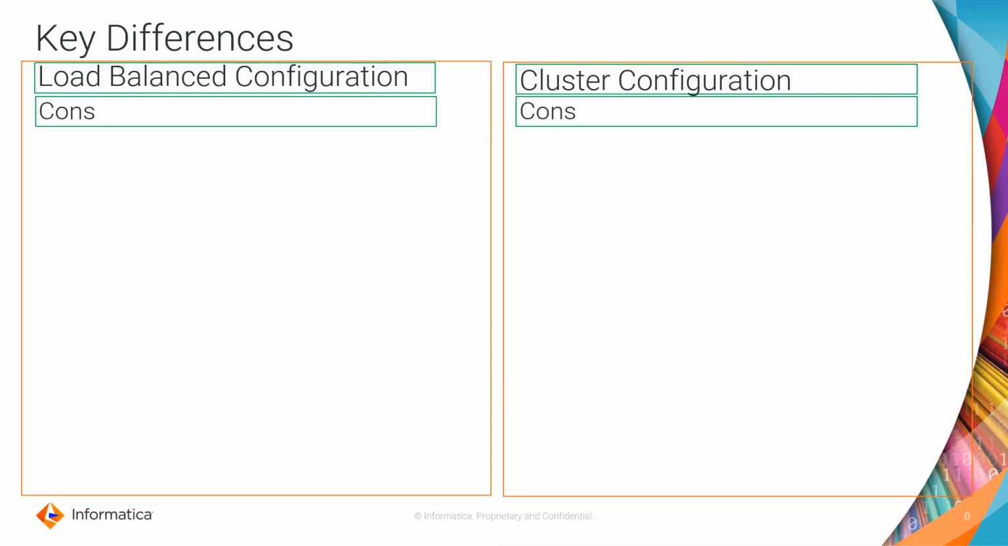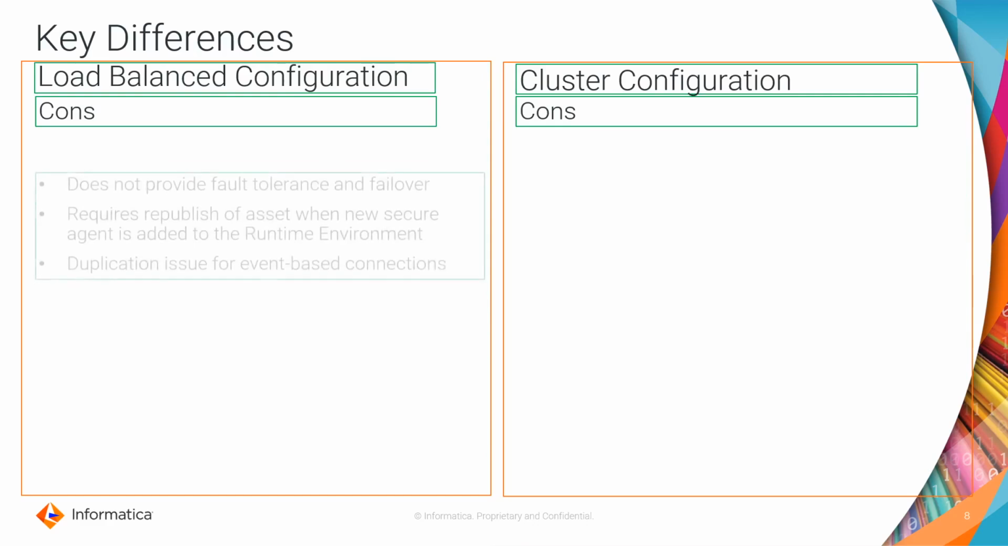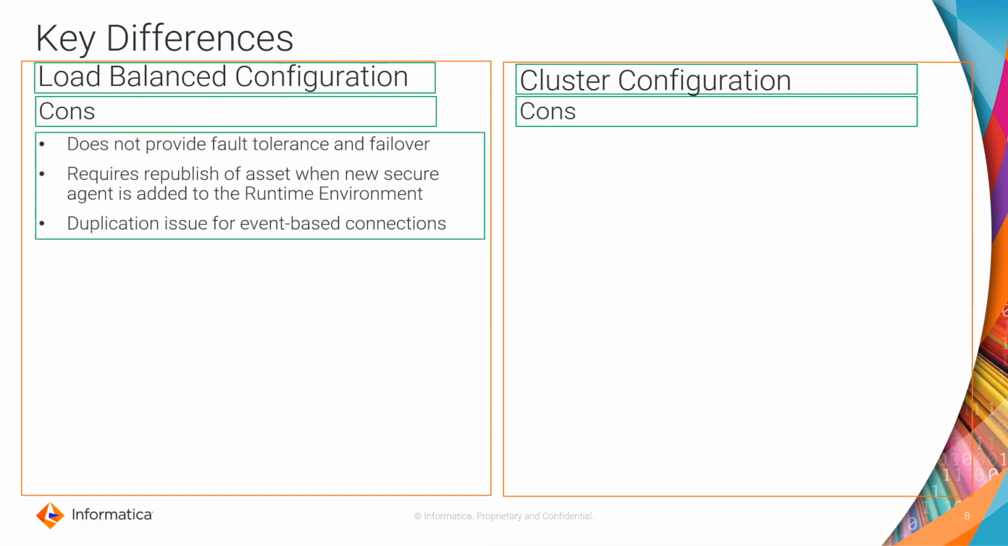Let's talk about the disadvantages of load balance configuration. It does not provide fault tolerance and failover of process during process execution. It requires republish of assets to ensure the asset is present on the newly added secure agent in the runtime environment, as the PostgreSQL metadata DBs are independent of each other. It has a duplicate execution issue with event-based connections like File, Salesforce, Kafka, etc.